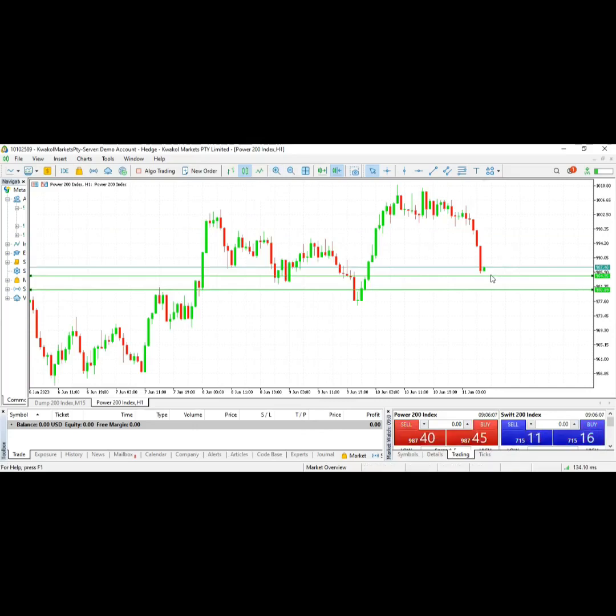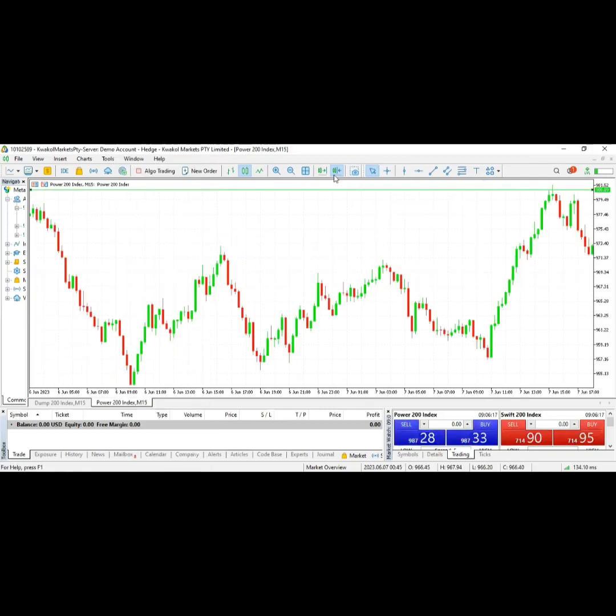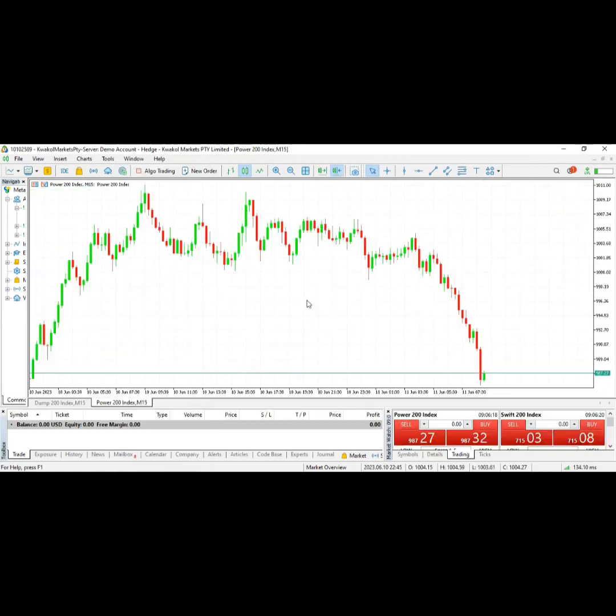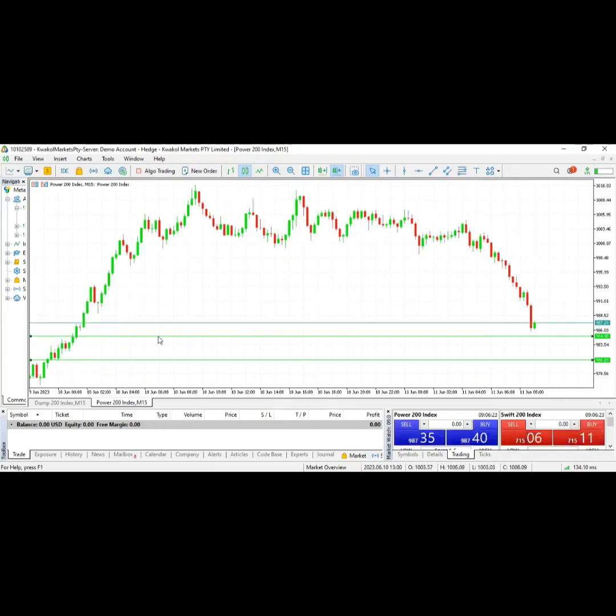But it doesn't mean you should jump in immediately. You just have to go back to 15 minutes to see what is happening. So you see what is happening around this area there, then you wait for a double bottom to form. That one is a short trade.